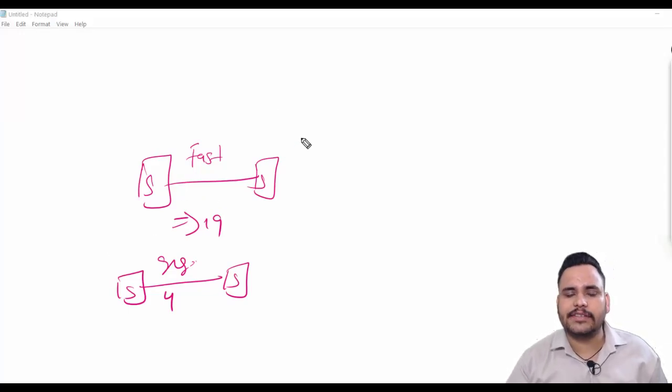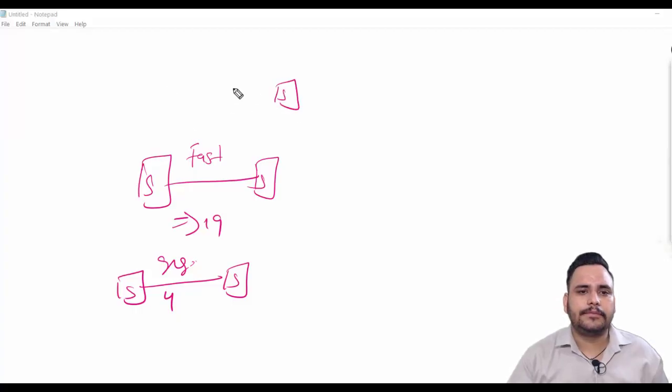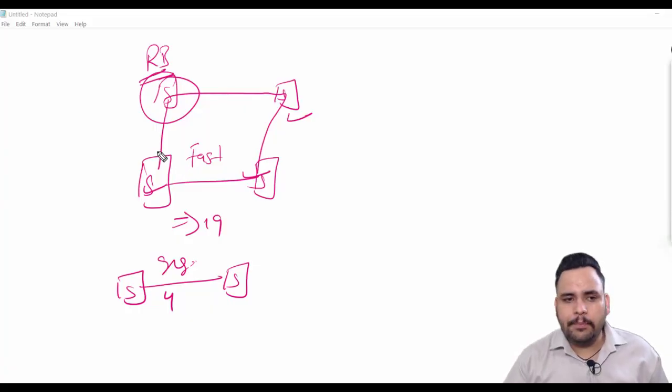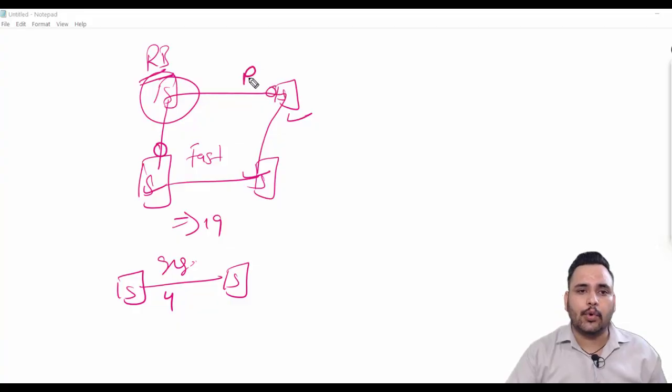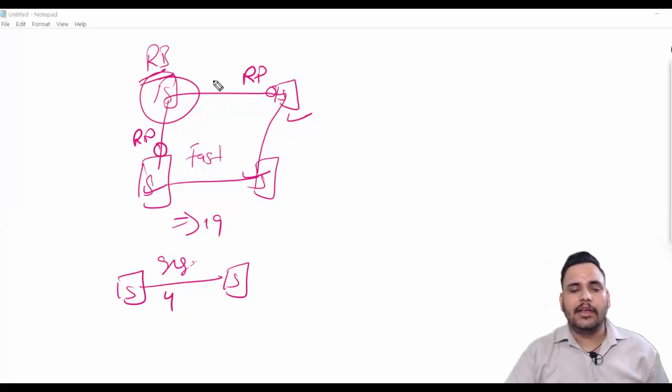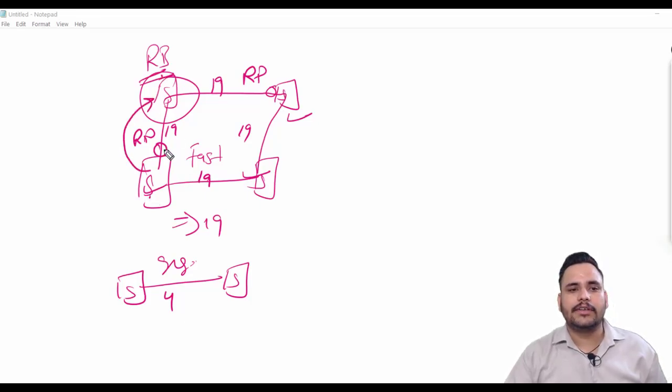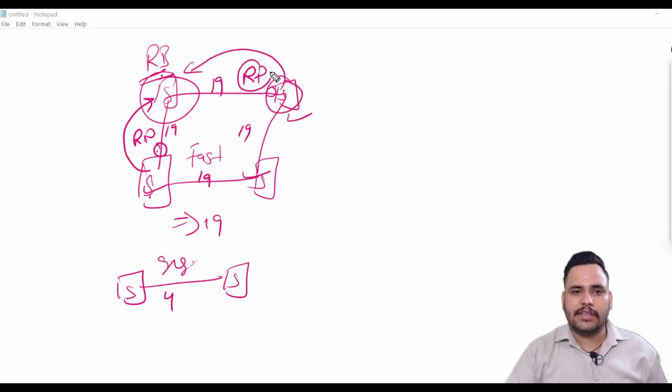Now path cost. Again we have these four switches. This is my root bridge because it has the lowest bridge ID, and these are non-root bridges. Every non-root bridge has one port named the root port, which is its best port to reach the root bridge. The cost here is 19 each. For this switch to reach the root bridge the cost is 19, so this is the root port, and likewise for this switch.